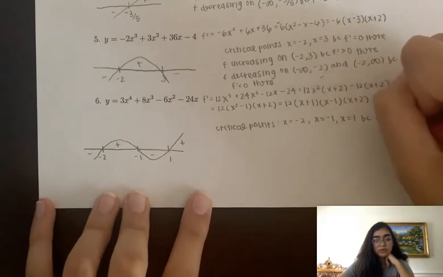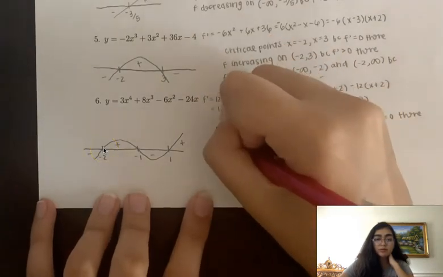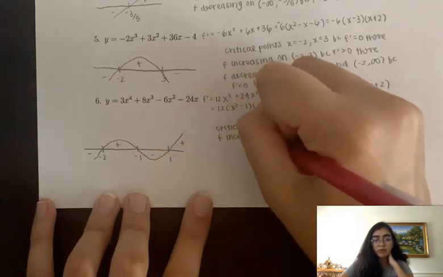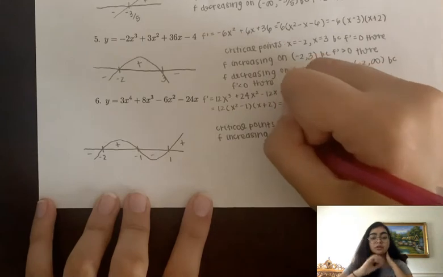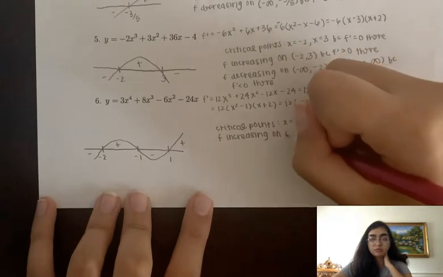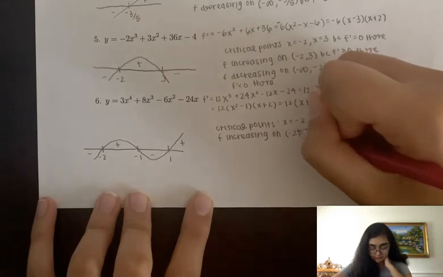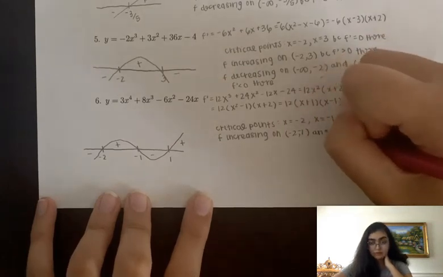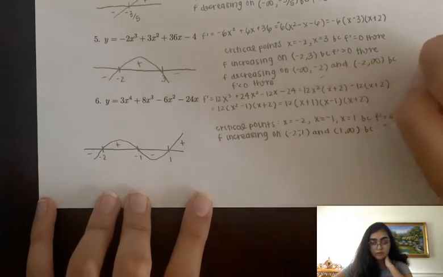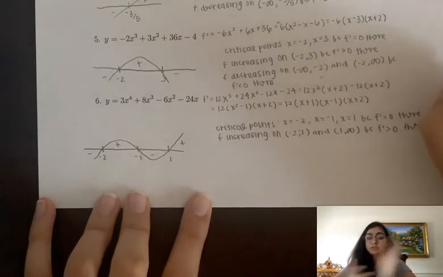And we see that f prime is positive from -2 to -1 right here, and then from 1 to infinity. So we're going to write f increasing on -2, -1, and 1, infinity, because f prime is greater than 0 there, or it's positive there.